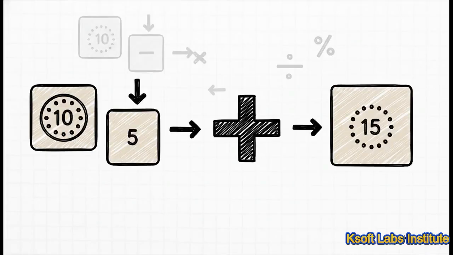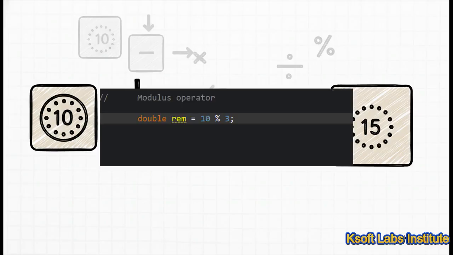Let's start with the easy ones, the arithmetic operators you already know from math class. You've got plus for addition, minus for subtraction, the asterisk for multiplication, and the slash for division. Now, the one that might be new to you is the percent sign, which is the modulo operator. All it does is give you the remainder after a division. So, 10 modulo 3 would be 1, because 3 goes into 10 3 times with 1 left over. This is super handy for things like checking if a number is even or odd.